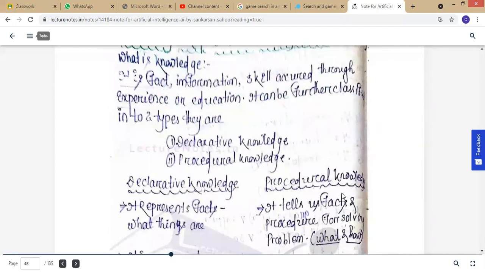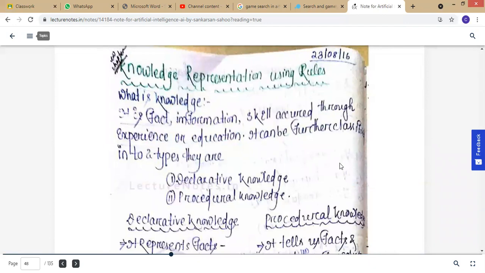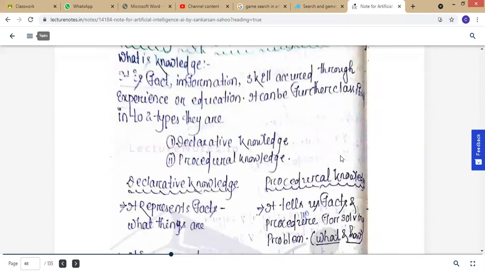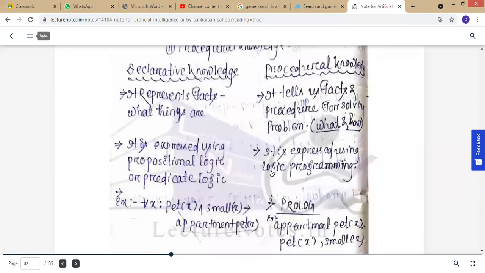Next is knowledge representation using rules. Knowledge is a fact, information or skill acquired through experience or education. It can be further classified into two types: declarative knowledge and procedural knowledge. Declarative knowledge represents facts, what things are. Procedural knowledge tells facts and procedures for solving problems. Declarative knowledge is expressed using propositional logic and predicate logic. And procedural knowledge is expressed using a logic program.